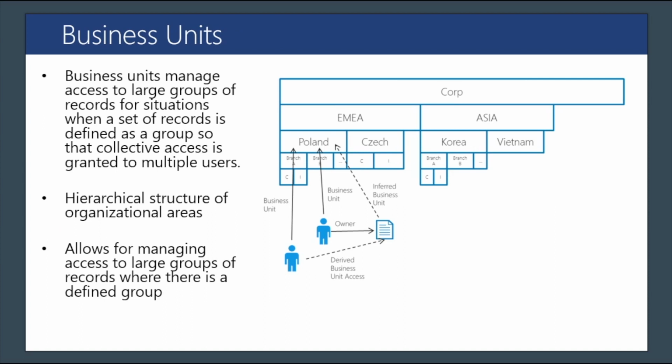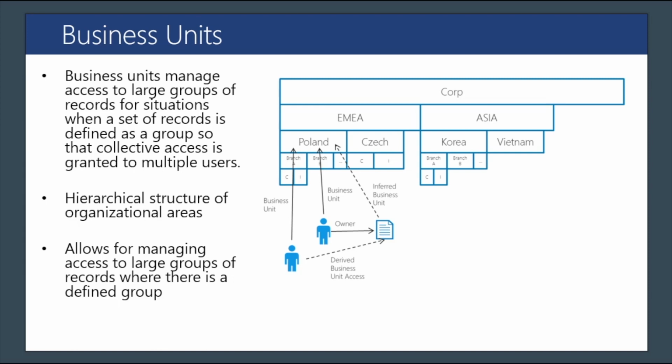So business units are used to manage access to large groups of records, for situations where a set of records is defined and the group that needs to access them is clearly defined. Again, they're hierarchical in nature.